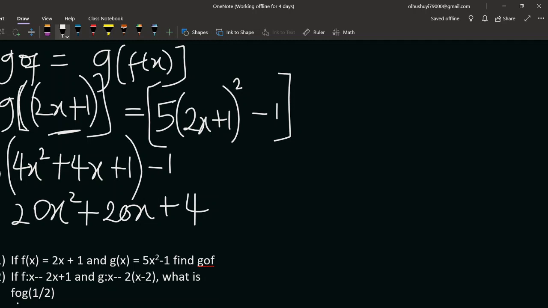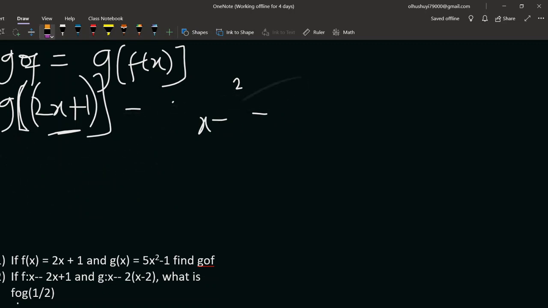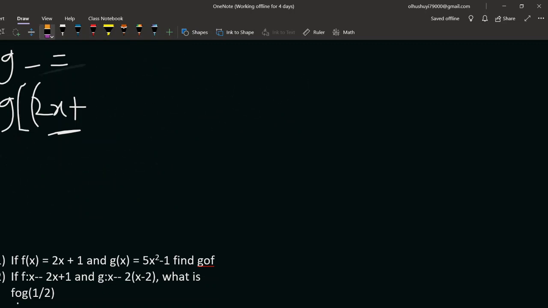Except you are told it is equated to something. If not, or you are told for a particular value, then you can substitute that back into the value for x. You get? So this is what we have for this question. So the next one, which is the last question here. So we go.